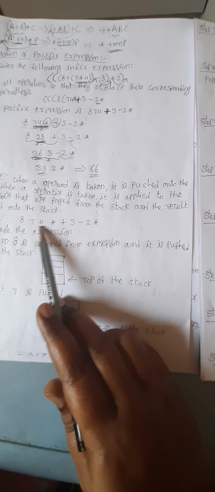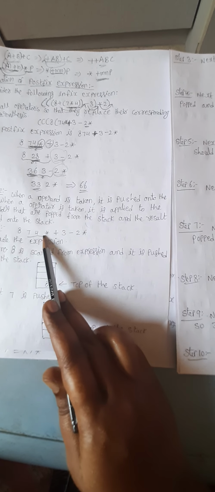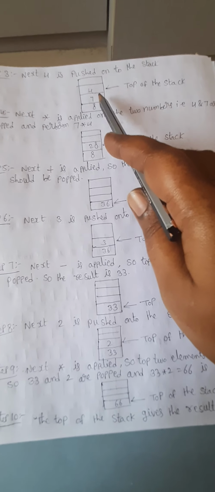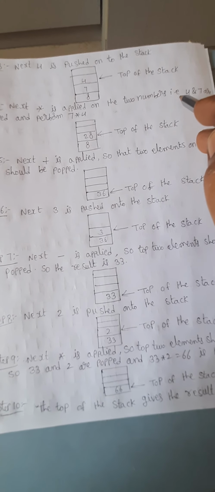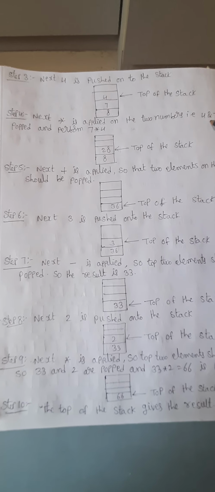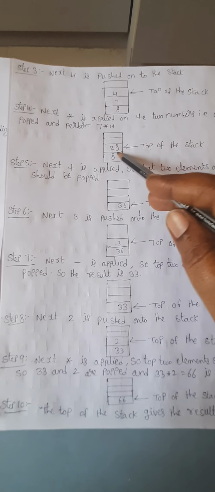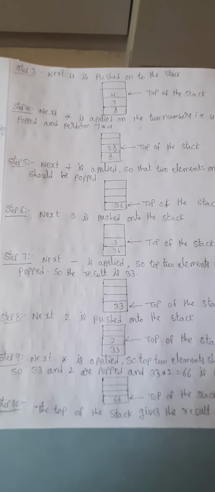And after that it contains the multiplication 8 7 4, and we have to multiply 7 and 4. When the multiplication is applied here, the two numbers, 4 and 7, will be multiplied, and after multiplying, 4 and 7 will be popped and 28 will be stored on the top of the stack.